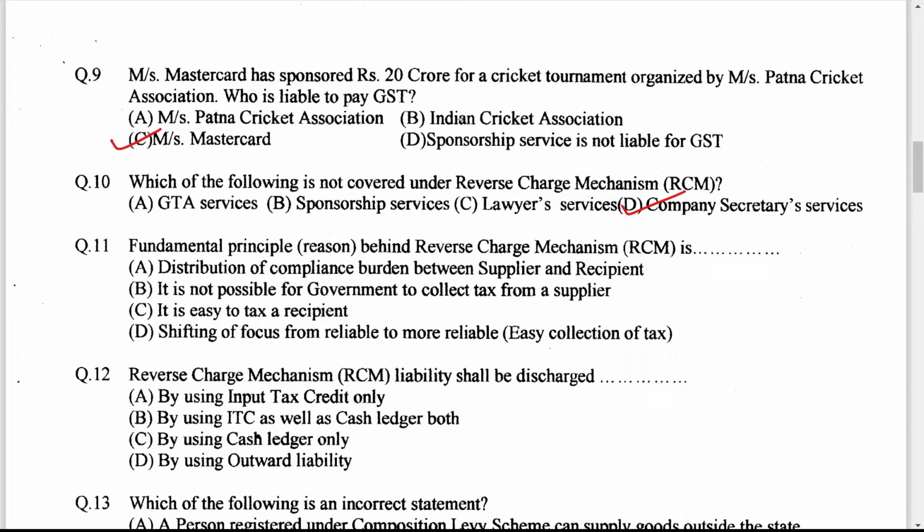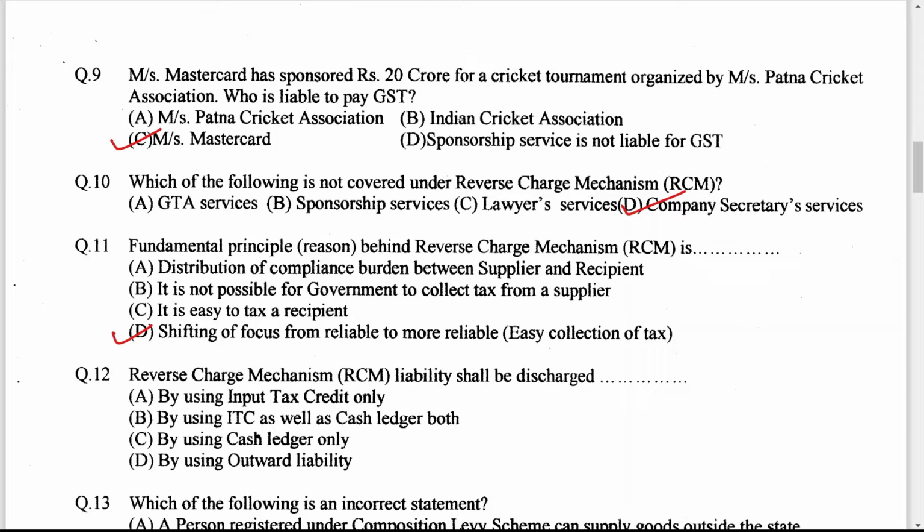Now, fundamental principle behind reverse charge mechanism is what? What is the fundamental principle? Why reverse charge mechanism is applicable? Answer is very easy. D. Shifting of focus from liable to more liable, means both persons, recipient and supplier, both are liable. But why in a particular transaction reverse charge is applicable? Why is the recipient liable to pay or deposit tax to the government? Because in that case he is the more reliable person than the supplier. So that is why that will become your answer. And easy collection of tax is possible in case of that type of activities. So that is why this will become your answer.